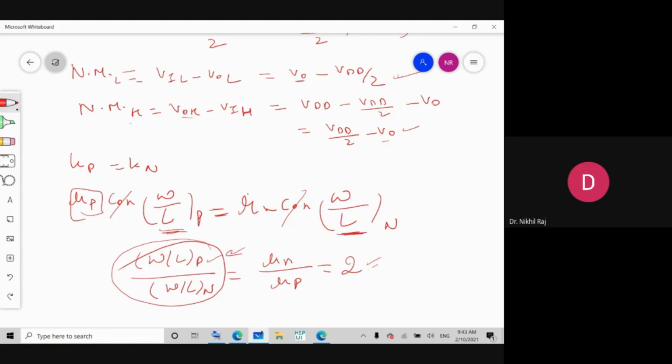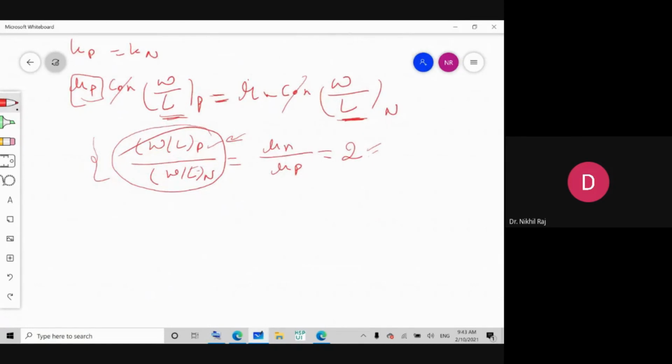Actually we have software where you change the W by L and you can see the curves, the transfer characteristic of the inverter. So all this analysis that I am telling, we can easily do on the software also, and there you can verify whether your design equations are satisfying the relations or not. Okay, one more thing.